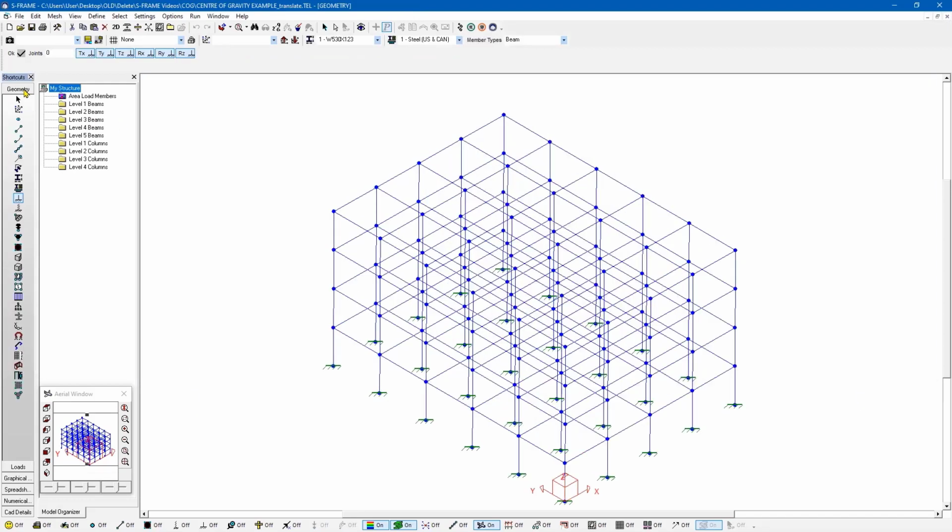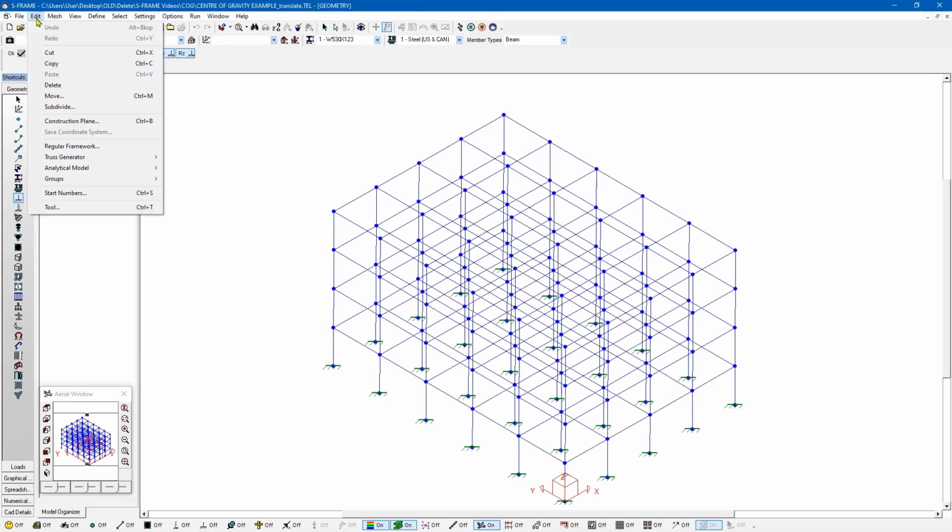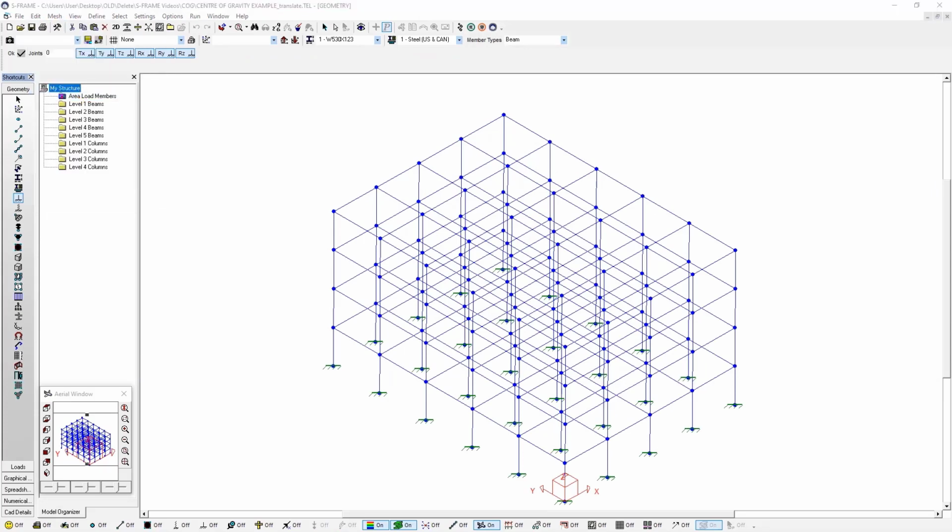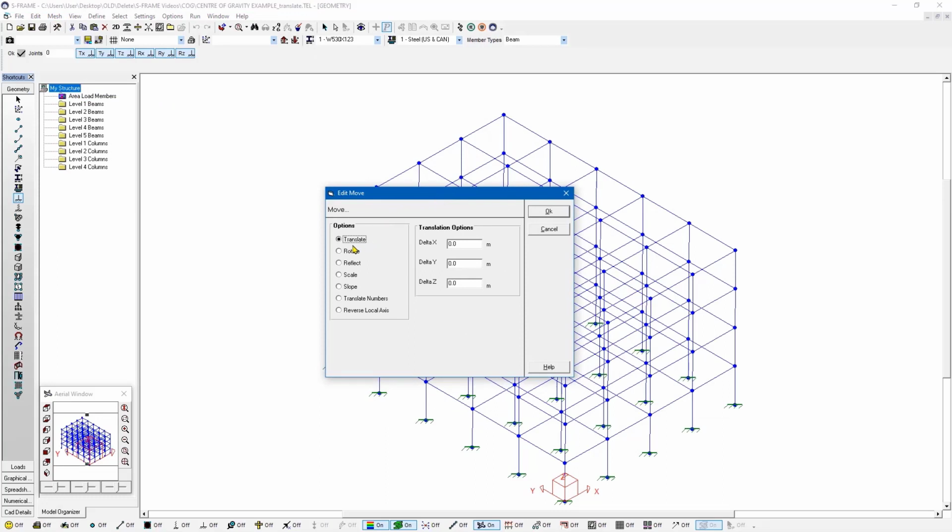So I'm going to go back to the geometry window here and go to the edit menu, move, and I have the option to translate. And I'm just going to enter the negative values of my center of gravity locations, or the lever arms. So in the x-axis, that's negative 10 meters. Y-axis is negative 13.75 meters. And the z-axis is negative 9.51 meters. I'll click OK.